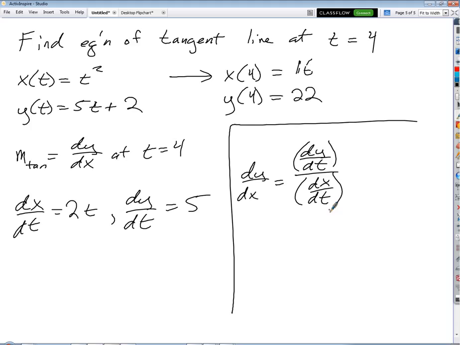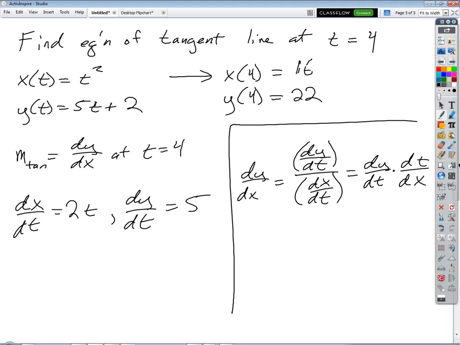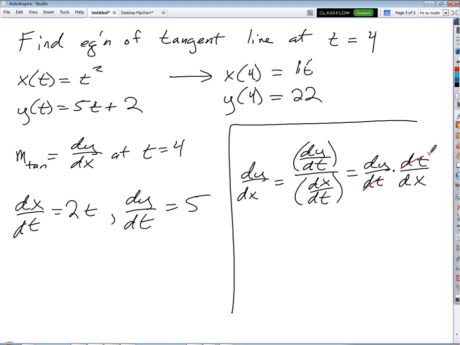Flipping and multiplying in this case does something interesting. Instead of the rate of change of y with respect to t divided by the rate of change of x with respect to t, we get the rate of change of y with respect to t times the reciprocal rate, the rate of change of t with respect to x. And that works because algebraically, the dt's cancel, and that's a good way to organize the chain rule.